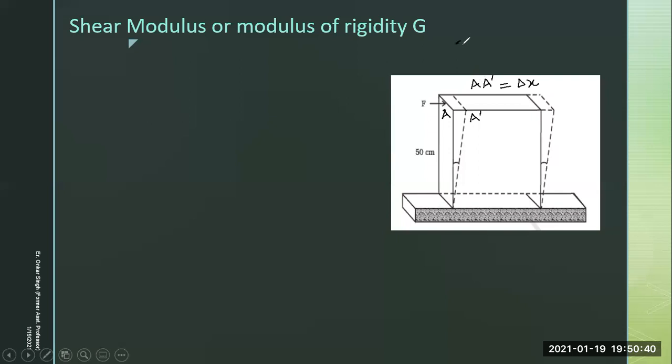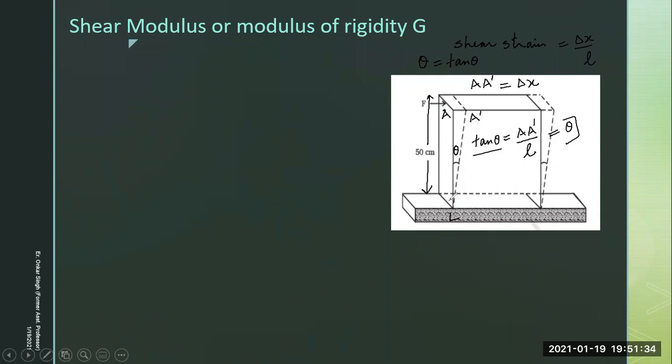Now the corresponding shear strain would be equal to delta x divided by this length, that is 50 centimeter in this case. Okay, delta x divided by L is the shear strain, and that is also equal to this angle theta. Why? For small angles, students, theta is equal to tan theta. And in this right angle triangle A dash A L, you can easily see tan theta is equal to A dash, that is the opposite side, divided by the adjacent side, that is AL, and AL is length L. So because tan theta is equal to theta, I can say theta is my shear strain. So shear strain is this delta x by L in this case.